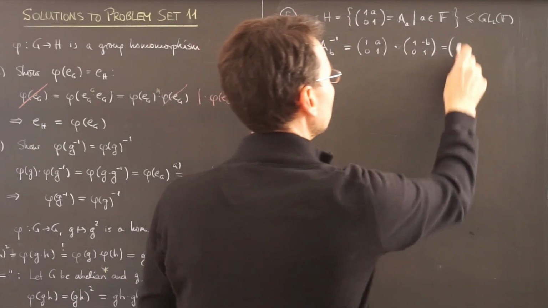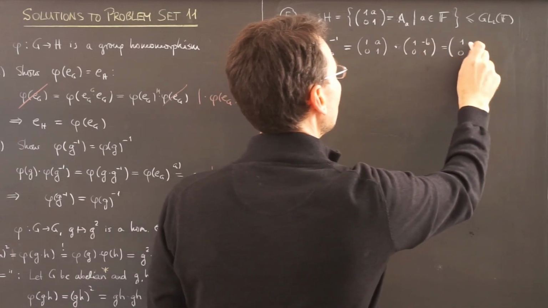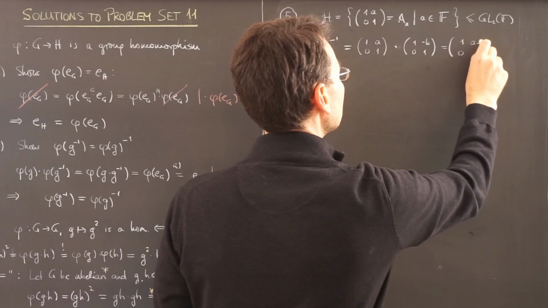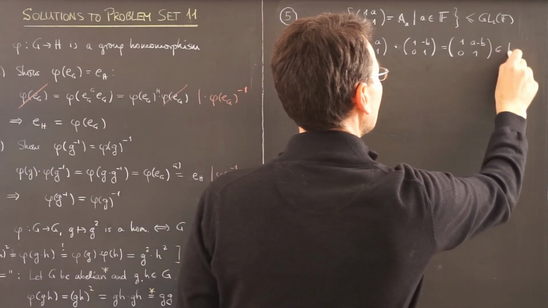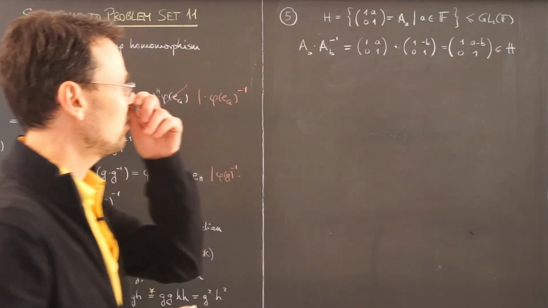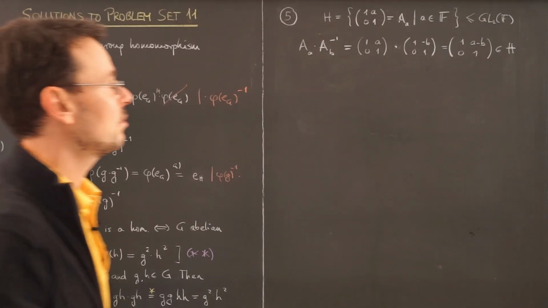And this here, by matrix multiplication, is the matrix 1, 0, 0, minus B plus A. So this is A minus B, and this is 1. So this again is an element of H. H is clearly not empty, so we have a subgroup.